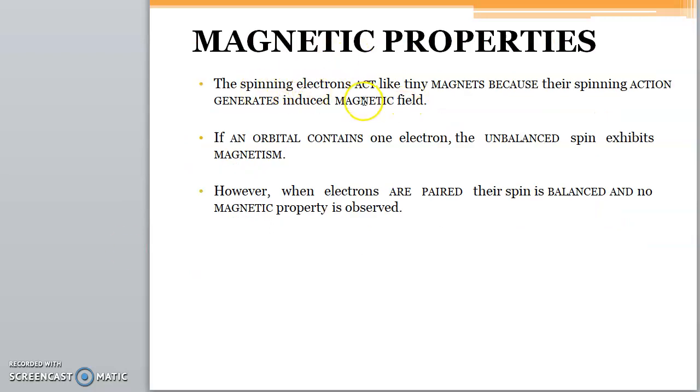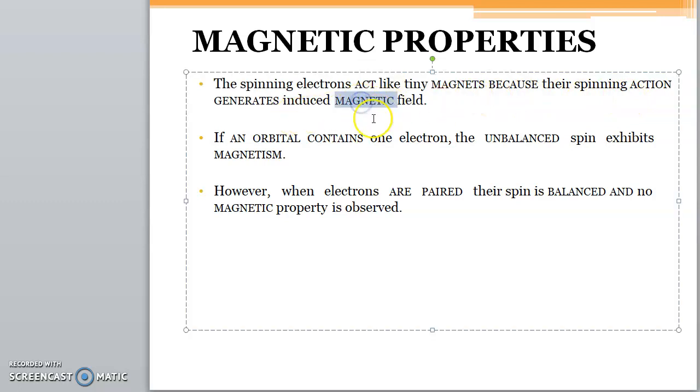So the spinning electrons in any element or any atom, my dear students, they act like tiny magnets because their spinning action generates an induced magnetic field. Remember, there are electrons in every atom and they keep spinning, right? And those spinning electrons act like tiny magnets. So if an orbital contains one electron, the unbalanced spin exhibits magnetism. Remember in the chapter nature of chemical bond, I did tell you about unpaired electrons. In that box configuration, there is one arrow pointing upwards and one pointing downwards, so there is an opposite spin, correct? So if there's only one electron, that means there is only one spin taking place, that is an unbalanced spin. Okay, that's why it exhibits magnetism.